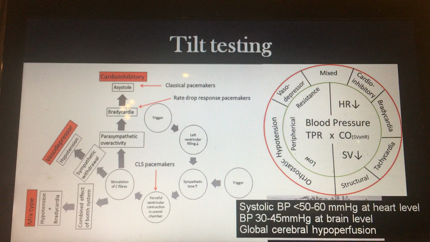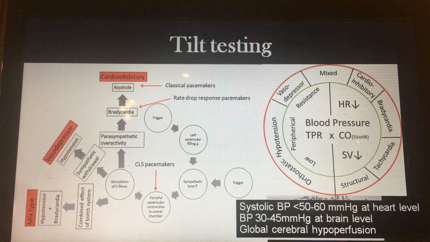As you know, syncope is a transient loss of consciousness due to global cerebral hypoperfusion, and we also know that a significant decrease in systolic blood pressure will cause a decrease in blood pressure at brain level, and it will finally end with global cerebral hypoperfusion or syncope. As you know, blood pressure consists of total peripheral resistance and cardiac output, so any significant decrease in heart rate or stroke volume will cause syncope at the end.